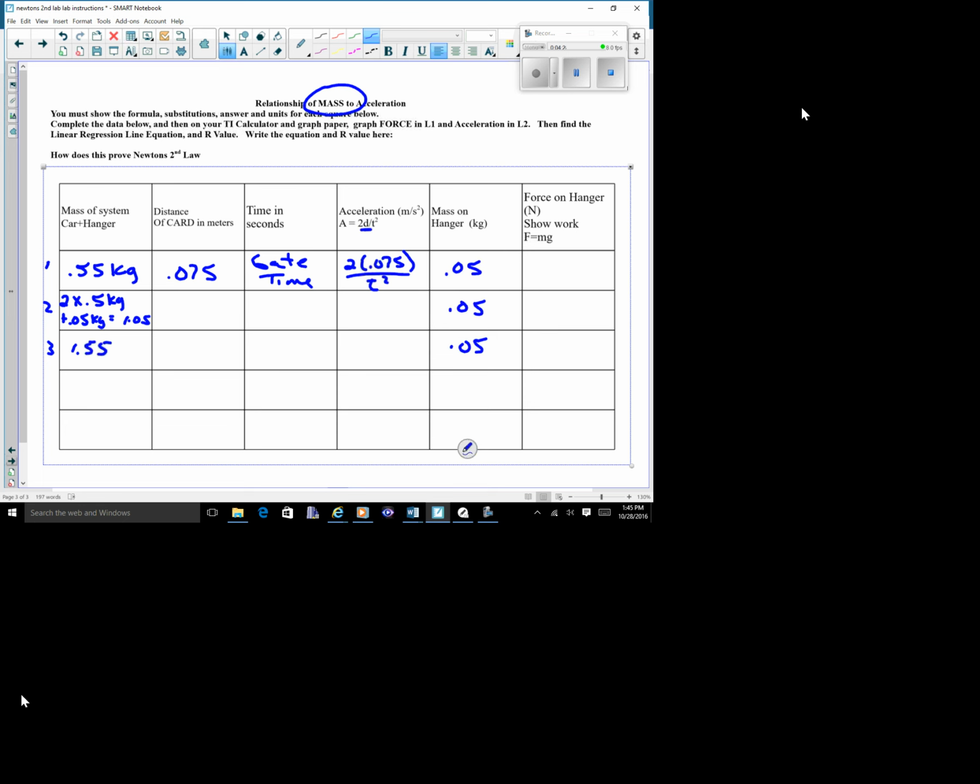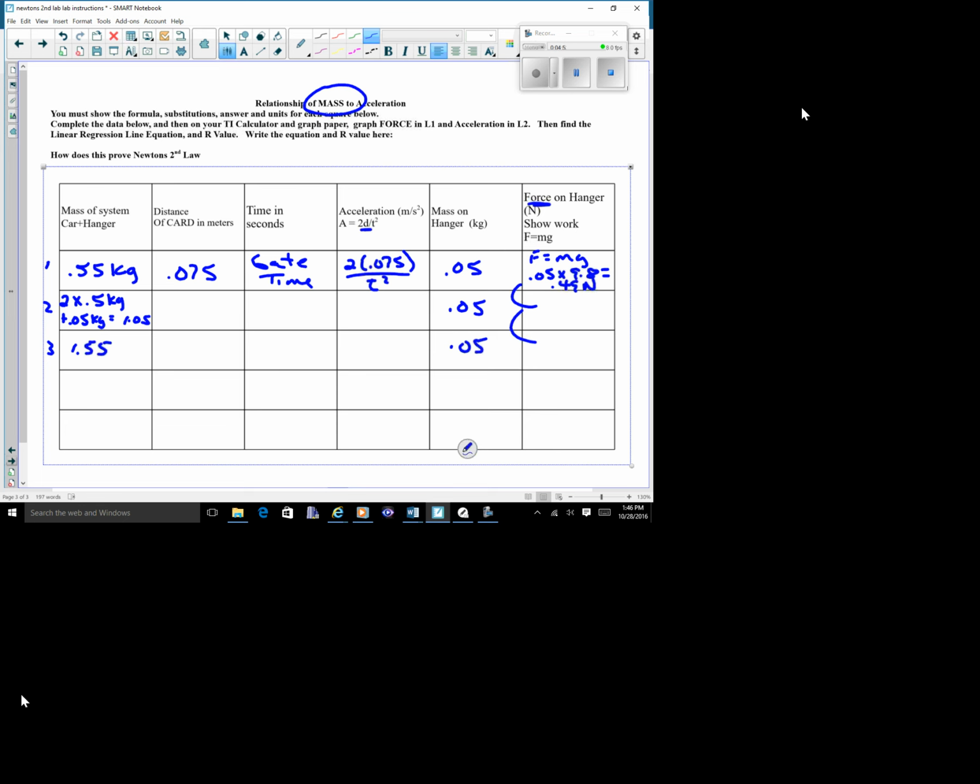And so therefore, this number right here under force will always be the same, because you're always doing force equals mass times gravity. So you're always doing 0.05 times 9.8, and that gives you 0.49 newtons in each block. So every block is going to be the same for that particular thing. On the next page, this is one where you really got to pay attention here.